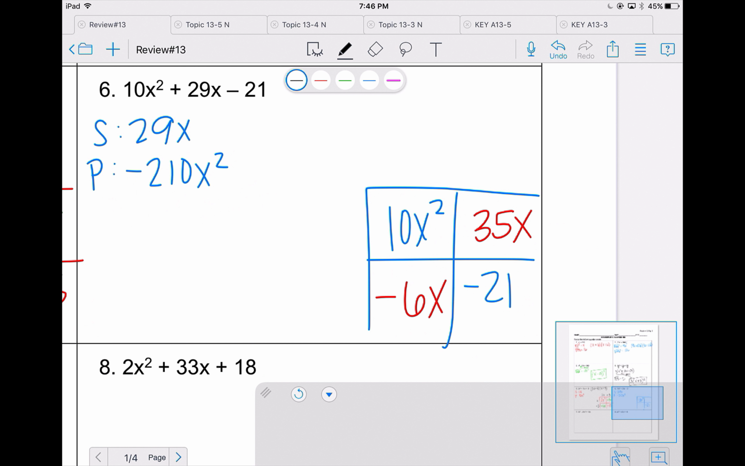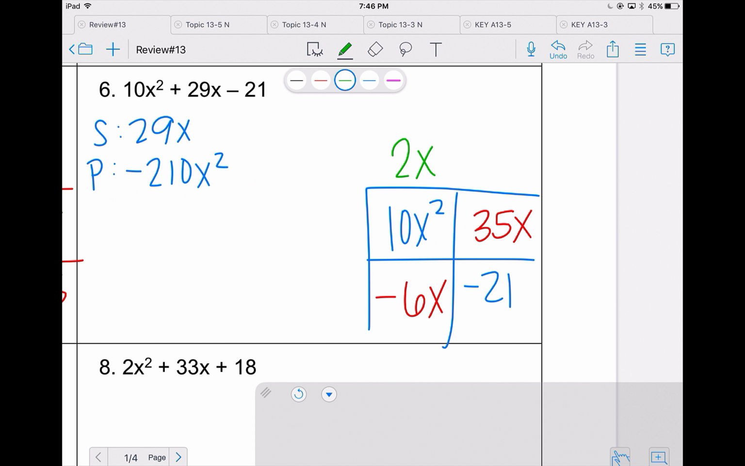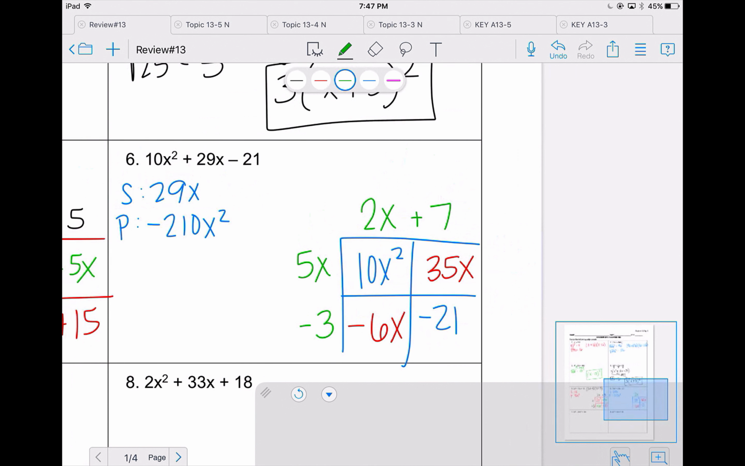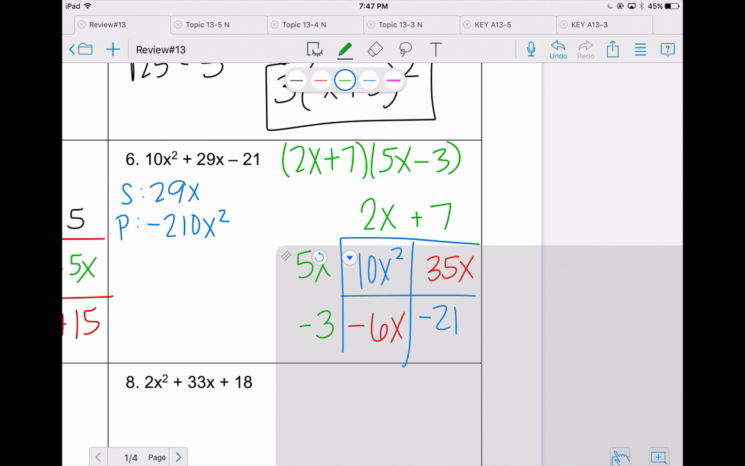So I take out my GCFs. 10x squared and negative 6x share a 2 and an x. 35x and negative 21 share a 7. 10x squared and 35x share a 5x. Negative 6x and negative 21 share a negative 3. So my answer is 2x plus 7 and 5x minus 3.